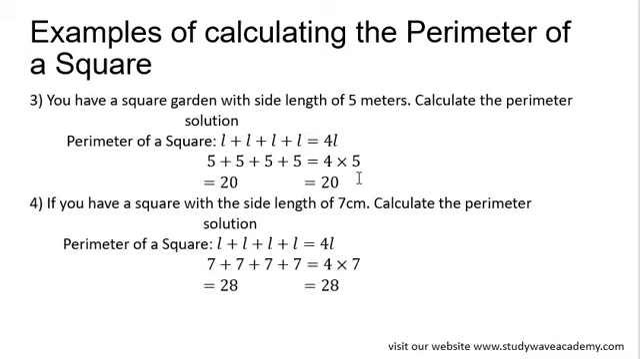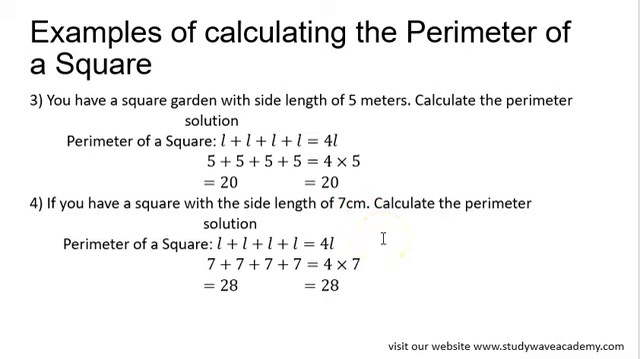We have different formulas for solving the perimeters of each shape. Okay, and now we are solving for square. I hope we are not confused. Okay, good. Now we have another question. If you have a square with a side length of 7 centimeters, calculate the perimeter. We have to calculate the perimeter of a square that has 7 centimeters.